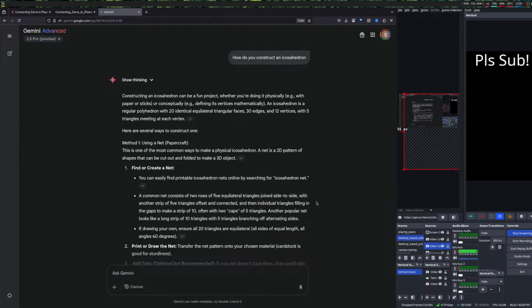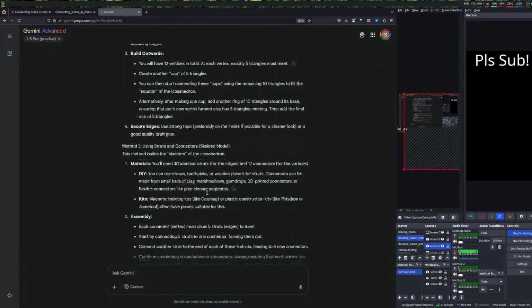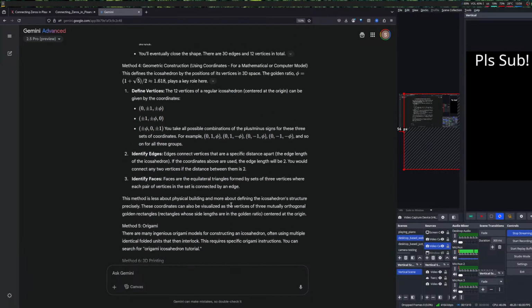But anyway, let's see. I asked for an icosahedron. Oh my god, it's talking about paper and stuff. That's not what I want. This is what I wanted.